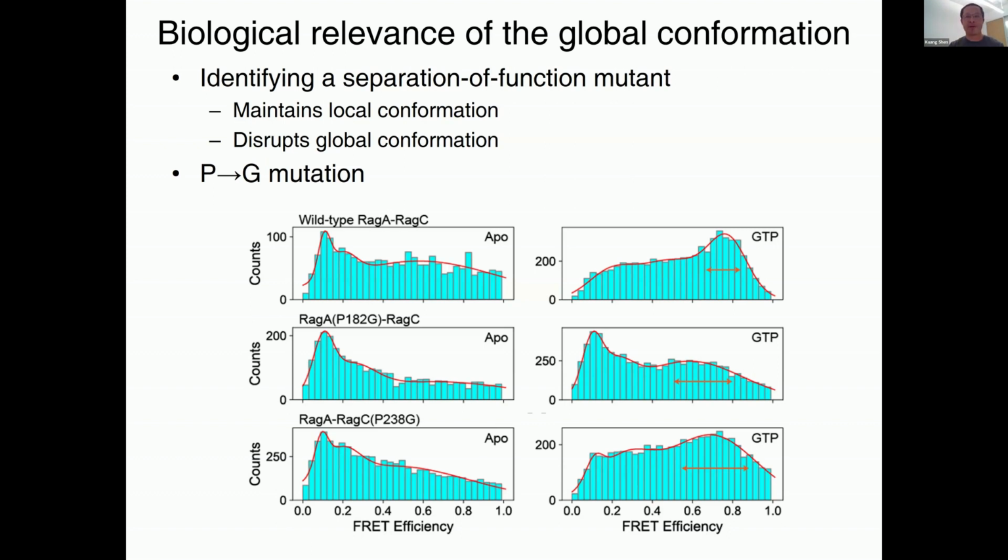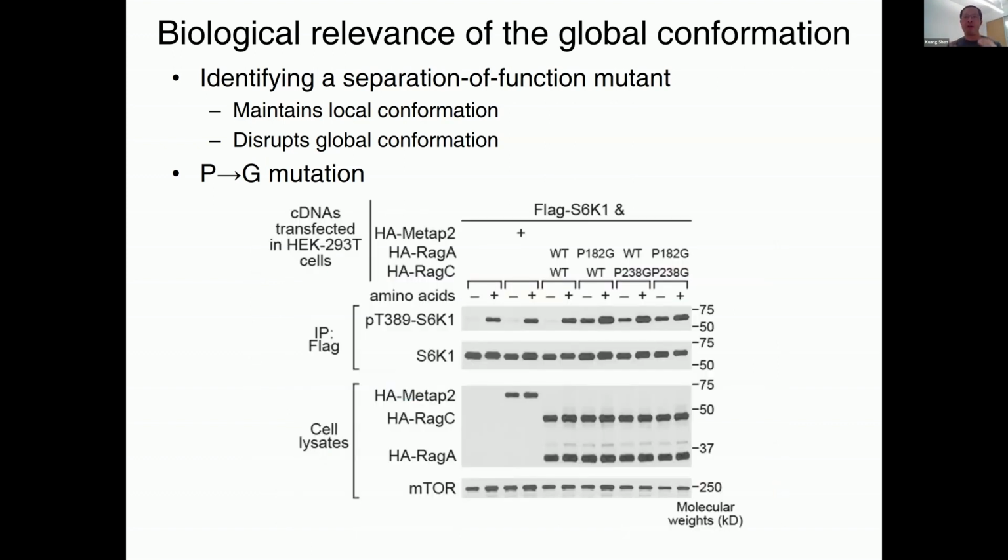So we can check the amino acid signaling inside of the cell mediated by these mutants. As you can see, wild-type Rag-A, Rag-C can mediate the amino acid signaling with no distortion. However, if we introduce either on the Rag-A side the P2G mutation, or on the Rag-C side the P2G mutation, the amino acid signaling is significantly elevated, suggesting that these two mutations are disrupting the amino acid signal inside of the cell, which is consistent with our prediction.